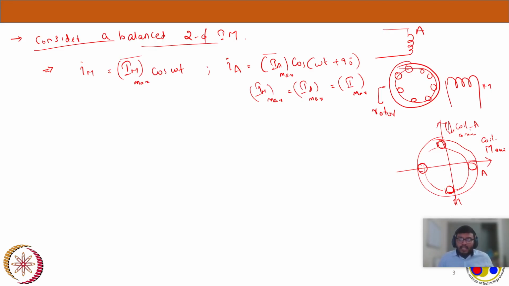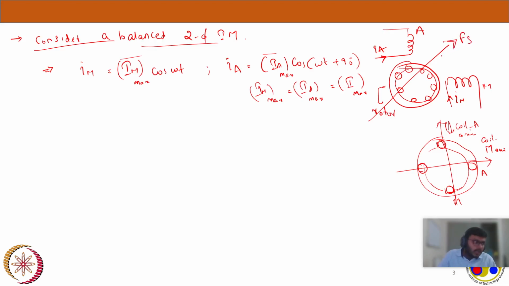Now this rotating magnetic field will be produced in this machine, and as we discussed for a three-phase machine, it will move from leading phase to lagging phase. Here A is leading and M is lagging, so the produced RMF will move from A to M. We are passing IM here, and this is IA here.